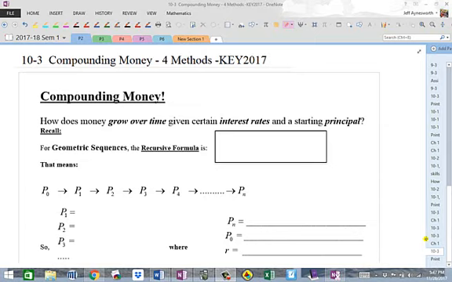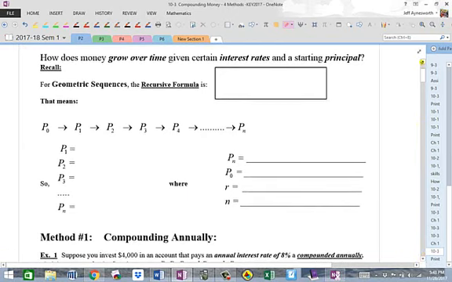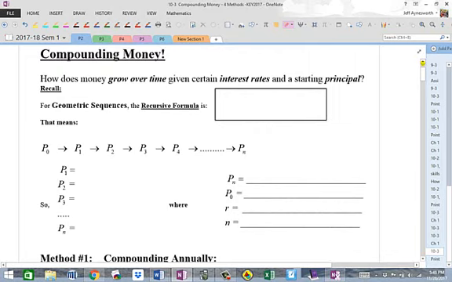We're going to get into compounding money. In other words, how does money grow over time given certain interest rates and a starting principal? To do this, we've got to go back to the geometric sequences and the recursive formula, because believe it or not, money grows according to a geometric sequence, or what's called the exponential growth model.